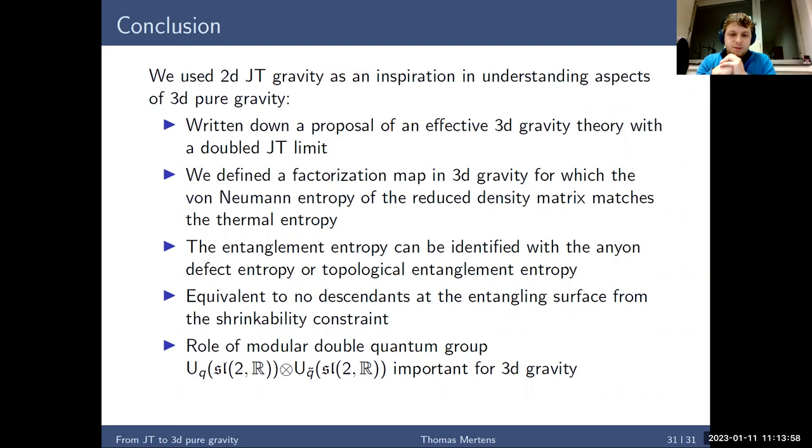And this identification is actually equivalent to our constraint of not having descendants present at the entangling surface, which followed from demanding this shrinkability constraint in the 3D case, which we observed was true in 2D JT gravity, but demanding that it is true in 3D gravity automatically led to having no descendants at the entangling surface. And very briefly at the end, I mentioned that the algebraic structure that is actually governing 3D gravity is based on this modular double quantum group, so based on two copies of the UqSL2R quantum algebra. Okay, thanks.